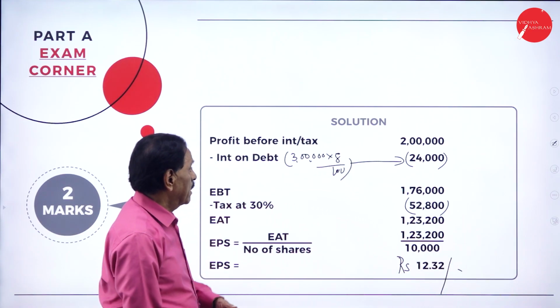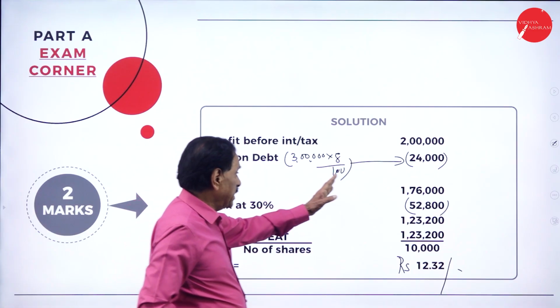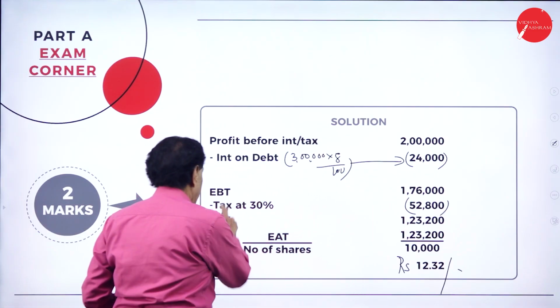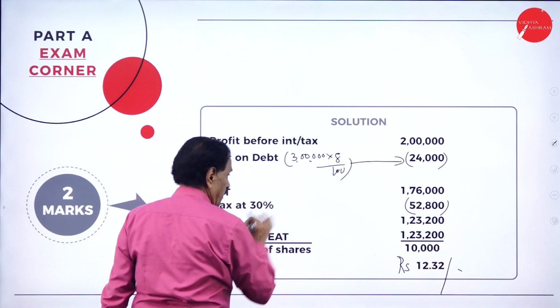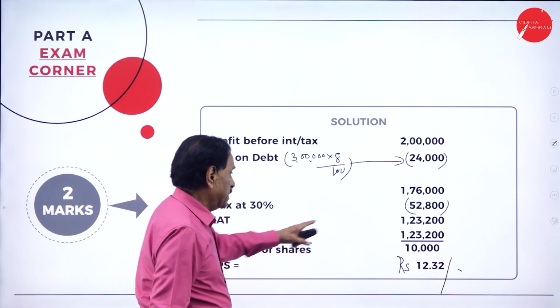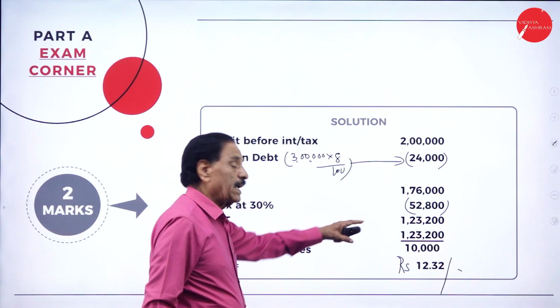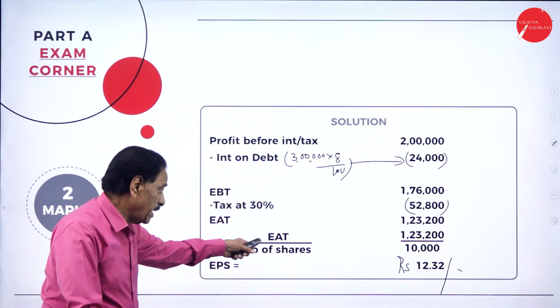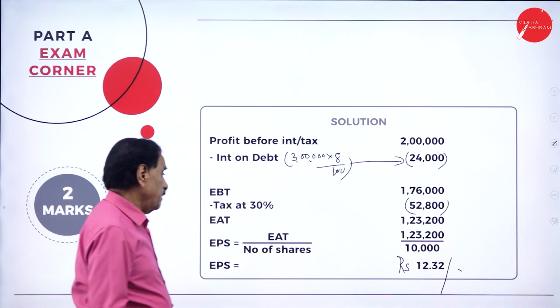How will it be? 2 lakh minus interest on debt 24,000, balance is earning before taxation. Tax at 30%. Earning after taxation is 1,23,200. Earning per share is earning after taxation divided by number of shares.